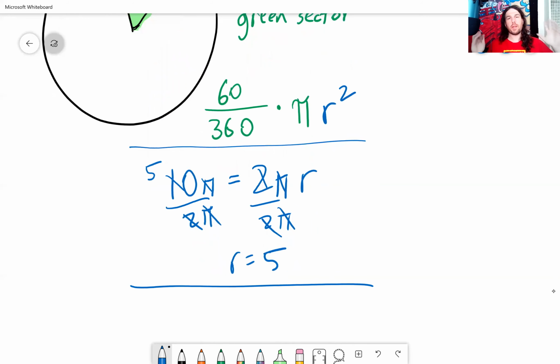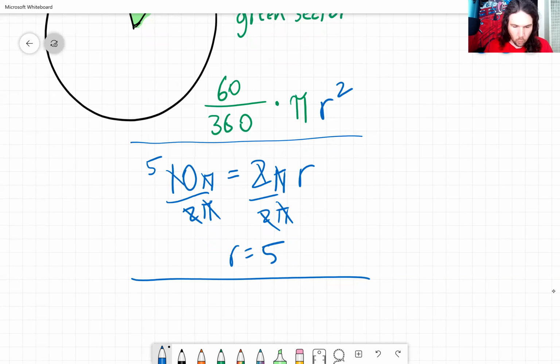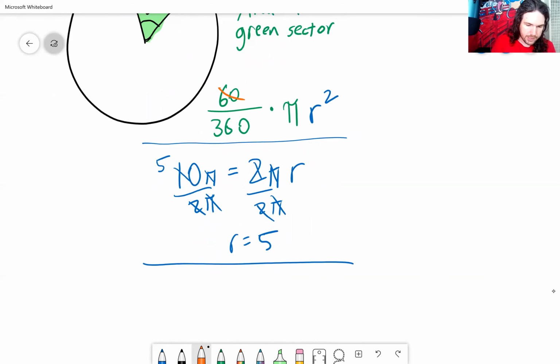You won't always be given directly the information you need. You will always be given the information you need, but you might have to work for it. And it really all depends on how difficult the problem's supposed to be and all of that. While we're at it, by the way, 60 over 360 is 1/6.